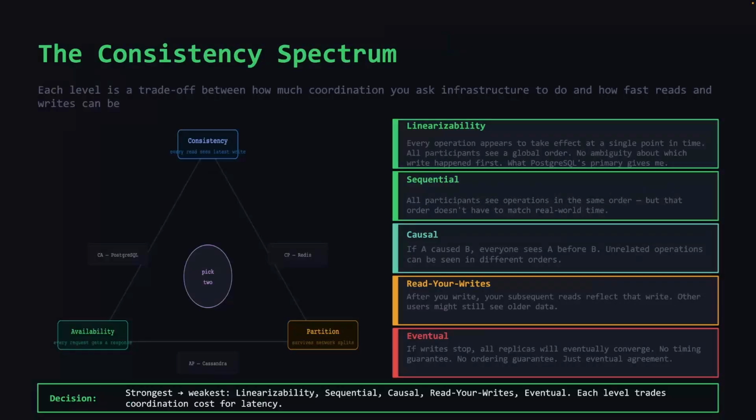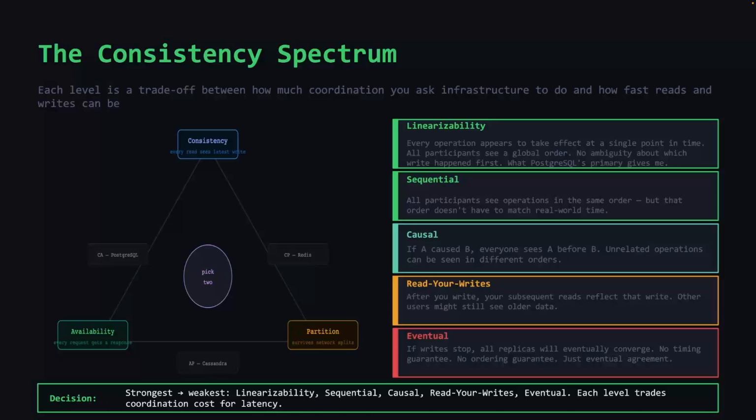Read-your-writes guarantees that after your write, your subsequent reads reflect that write, but other users might still see older data. Eventual consistency, the weakest, guarantees only that if writes stop, all replicas will eventually converge. There's no timing guarantee, no ordering guarantee, just eventual agreement. Each level is a trade-off between how much you ask your infrastructure to coordinate and how fast reads and writes can be.